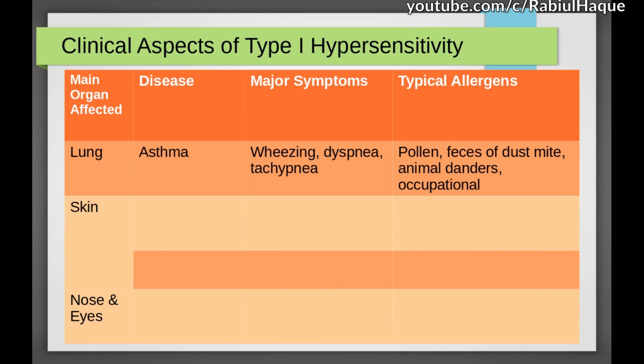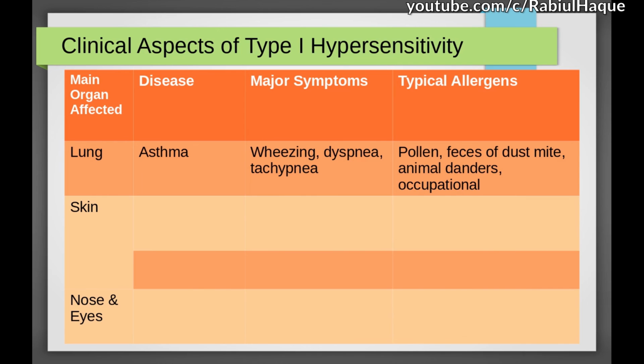What is wheezing? Wheezing is a high-pitched, coarse whistling sound when certain individuals with type 1 hypersensitivity are breathing, particularly seen in bronchial asthma. So the major symptoms will include wheezing, dyspnea, and tachypnea. Dyspnea means difficulty in breathing and tachypnea is increased rate of respiration. The typical allergens for asthma will include pollen, feces of dust mite, animal danders, etc. And also certain occupational allergens may also lead to asthma.